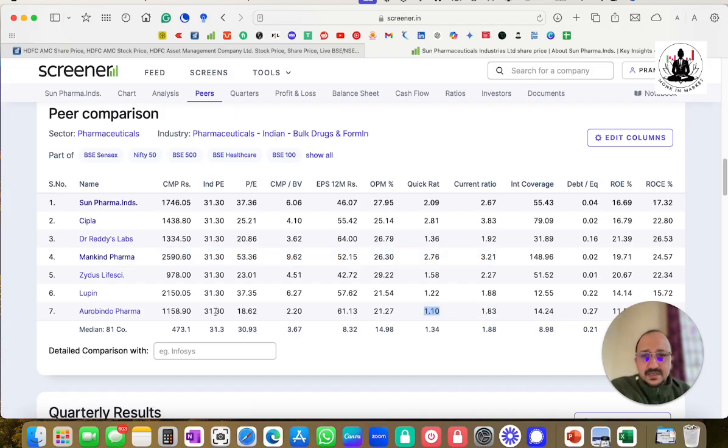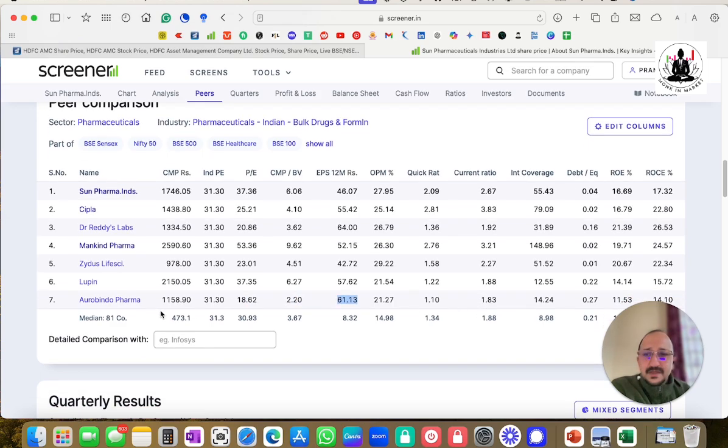Now, Aurobindo Pharma was having good numbers. The numbers are good as such. The ratios were also good. So till now, you can see this is also having good numbers, right? The market value is also good. Dr. Reddy's is also doing well, and these ratios are also good.